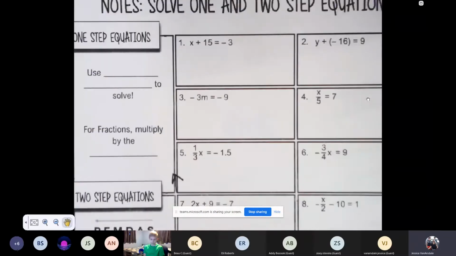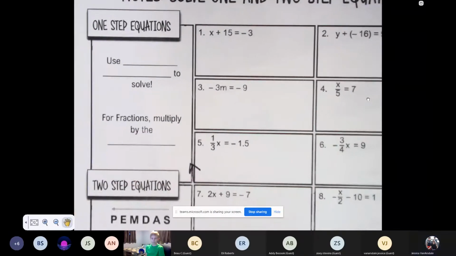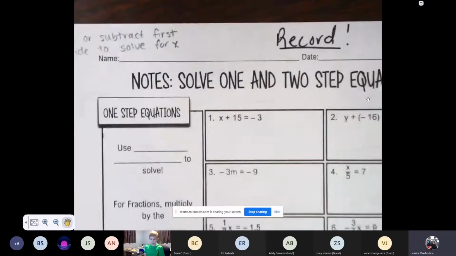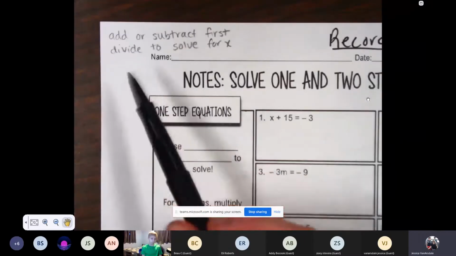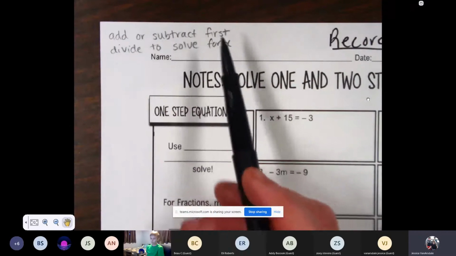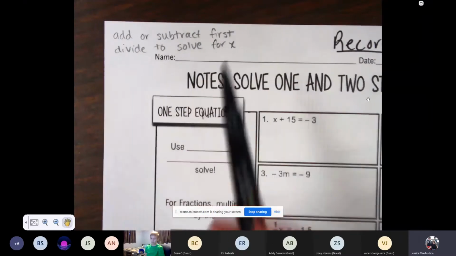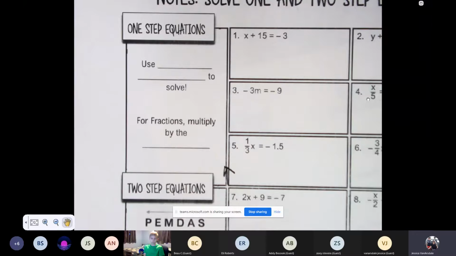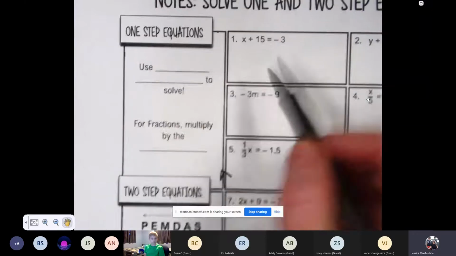Now, first we're going to fill in the blanks here. If you remember from before, the one thing I told you, I wrote it up here in my own writing, is that we're going to add or subtract first, and then we're going to divide to solve for x. So under one-step equations, I did say you're going to add or subtract first, but how we know whether or not we're going to add or subtract is this, right?